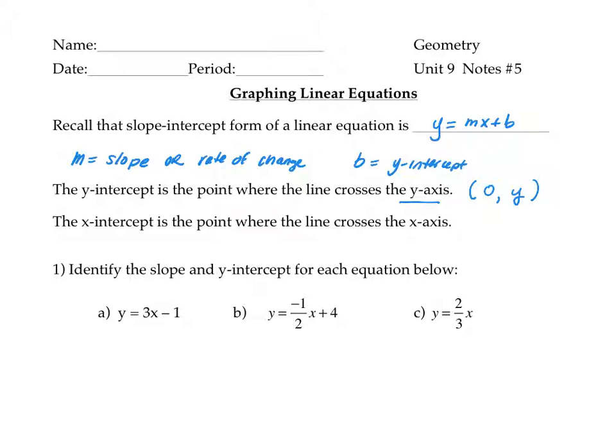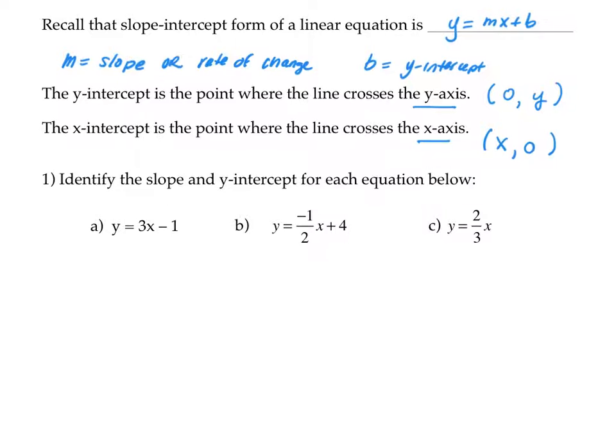The x-intercept is the point where the line crosses the x-axis. That means you will have an x value, but your y value will be 0. So the first skill you need to have is to be able to identify the slope and the y-intercept for a linear equation. So if it helps, you can write y equals mx plus b right above these.